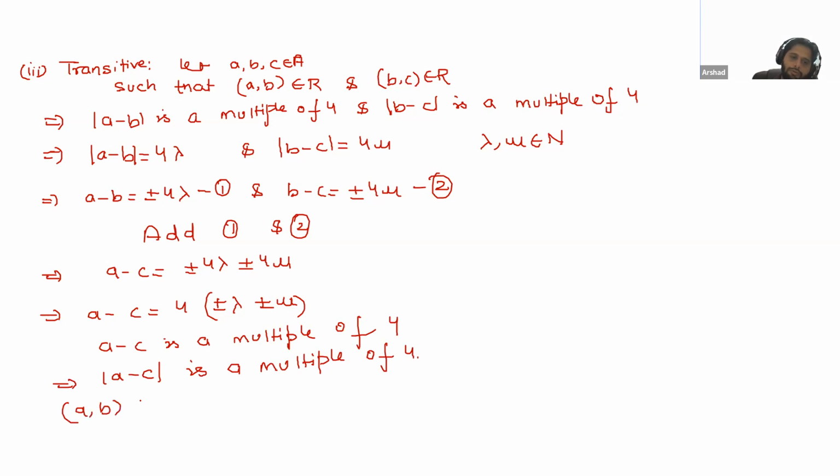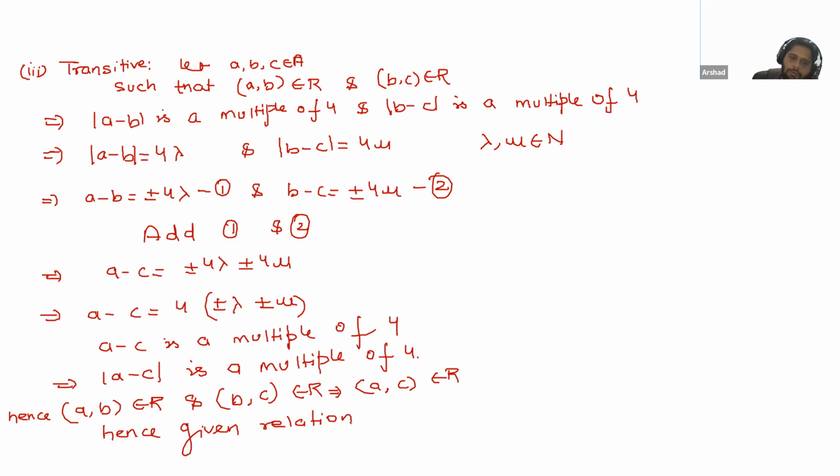Okay, so A comma B belongs to the relation R and B comma C belongs to relation R. This implies A comma C belongs to relation R. Hence, the given relation is transitive.